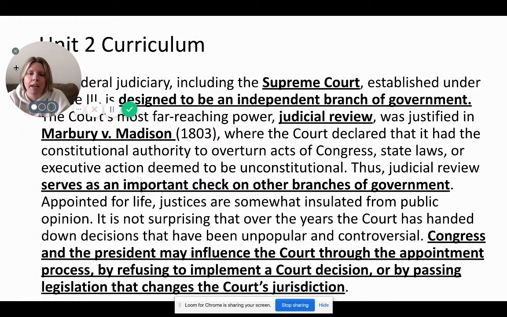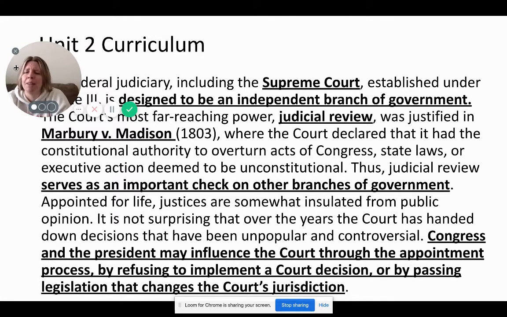That's something that came out of that case, Marbury versus Madison. Appointed for life, justices are somewhat insulated from public opinion. It is not surprising that over the years, the court has handed down decisions that have been unpopular and controversial. So do remember that the judges are not elected, so they're not accountable to us directly.